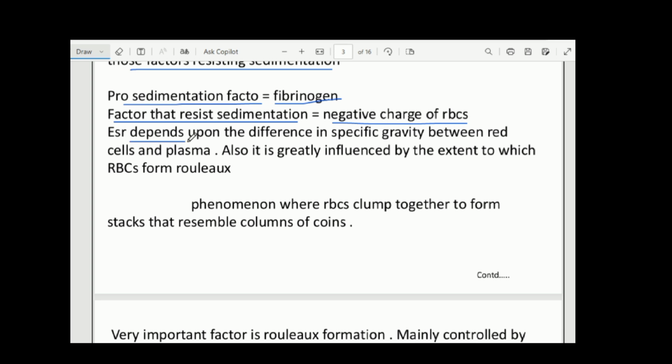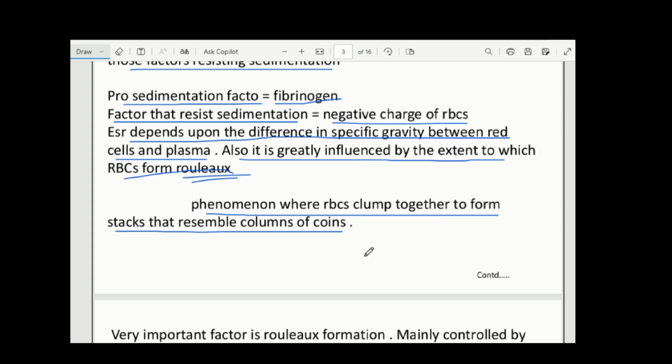ESR depends upon the difference in specific gravity between red cells and the plasma. It is also greatly influenced by the extent to which RBCs form rouleaux. Rouleau formation is the clumping of RBCs in the shape of stacked coins. If we collect coins and make a column-like structure, that shape is known as rouleau. Rouleau formation is a phenomenon where RBCs clump together to form stacks that resemble columns of coins. This is very important for erythrocyte sedimentation.